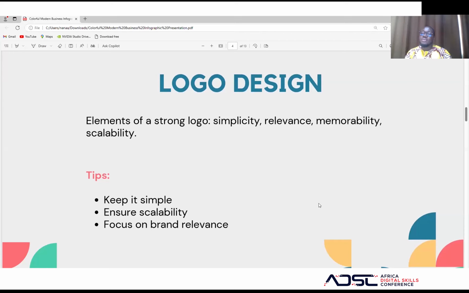I want us to tackle the logo aspect of branding. People think a logo is just a simple icon and that is all. It goes beyond that. Before I go into that, I want you to understand it from this angle. When you are creating a logo for your business, these are the tips I want to share with you: try as much as possible to keep it simple, ensure scalability, and focus on brand relevance, right? I'll go into these one by one so that you understand what I mean.